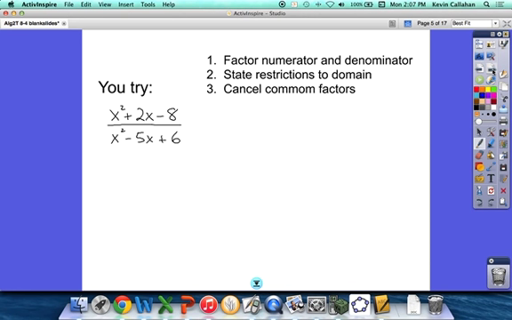Remember, you're stating the restrictions because they're the zeros of the denominator. The numerator's got nothing to do with it. There should not be a -4. They're coming from here, 2 and 3. Remember, you do that before you cancel.